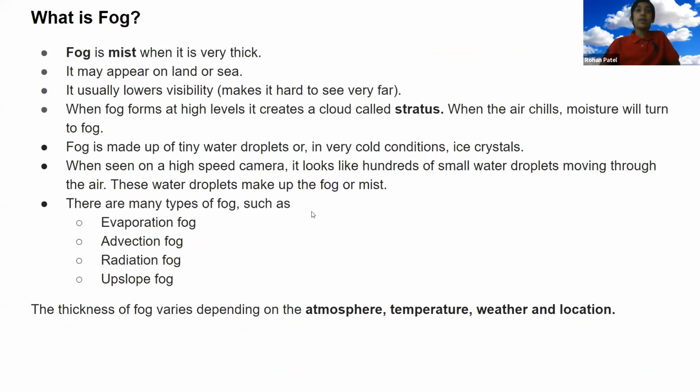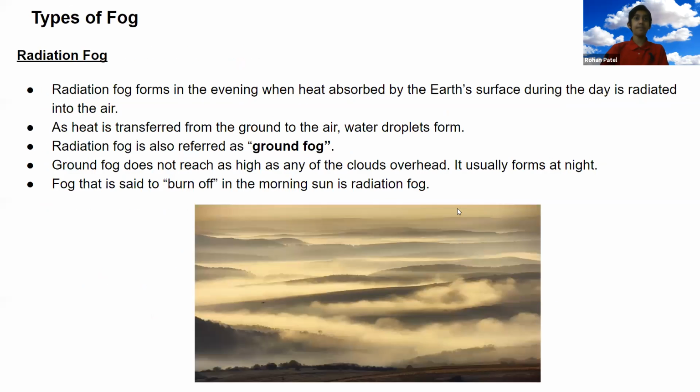Now we're just going to talk a little bit about fog and we're done. Fog is mist when it is very thick. It may appear on land or sea. It lowers visibility and makes it hard to see far. It creates a cloud called stratus. There are many types of fog, such as evaporation fog, advection fog, radiation fog, and upslope fog. And its thickness depends on the atmosphere, temperature, weather, and location.